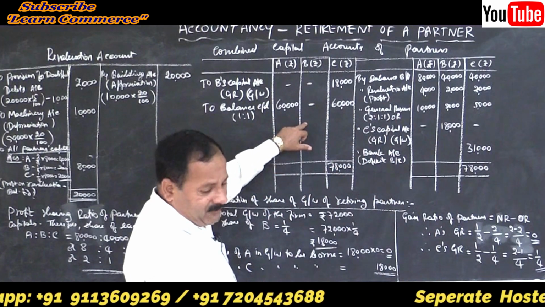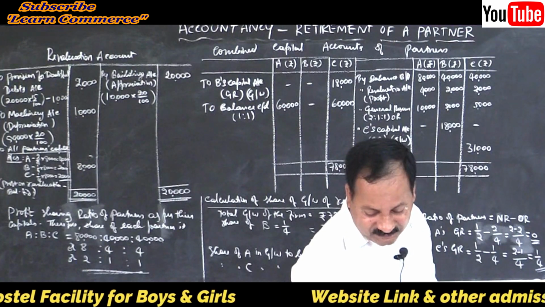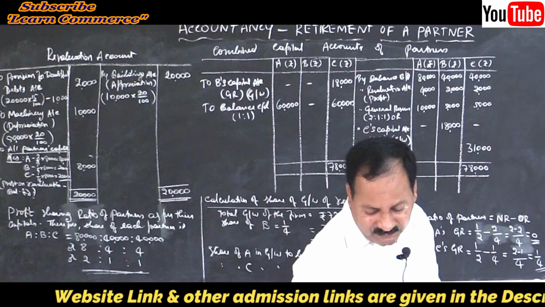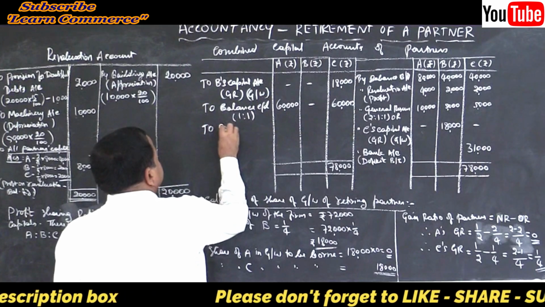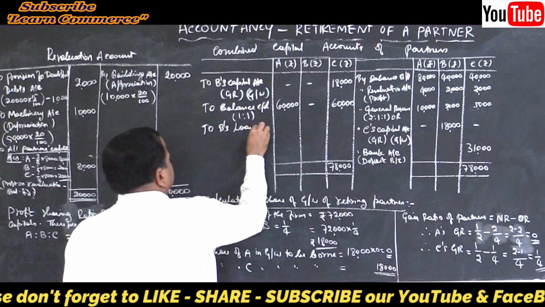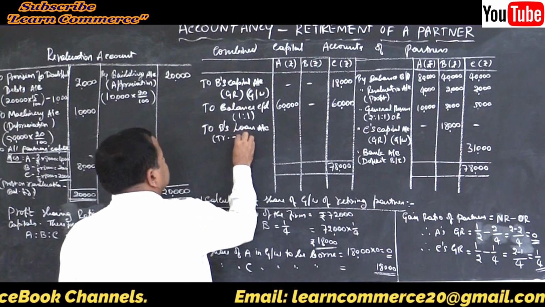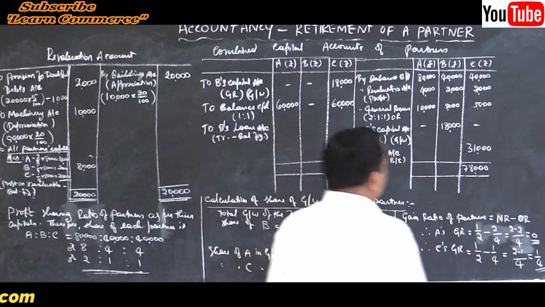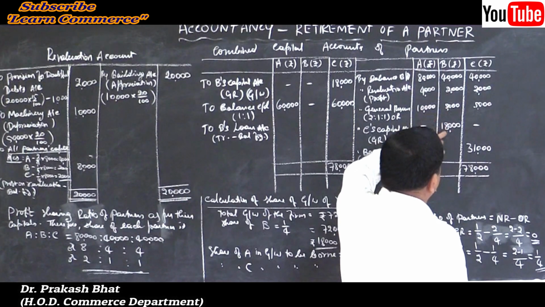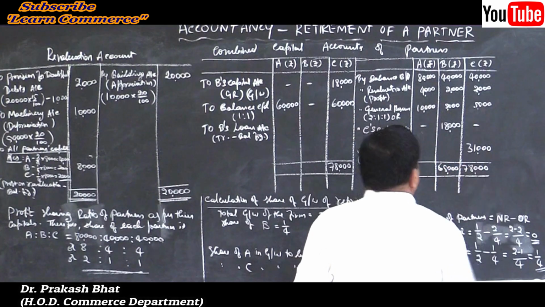Then move on to the other partner's capital account. Nothing is mentioned regarding his capital balance. What should be done? Transfer it to his loan account, right? So to Bhimu's loan account, transferred balancing figure. Find out the total of Bhimu's capital: 42,547, 47, 8, 55, 65, right? 65,000.